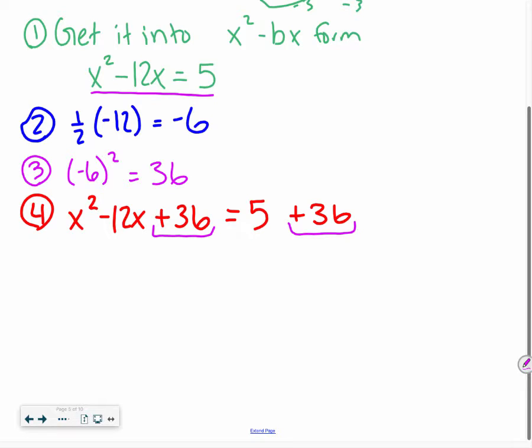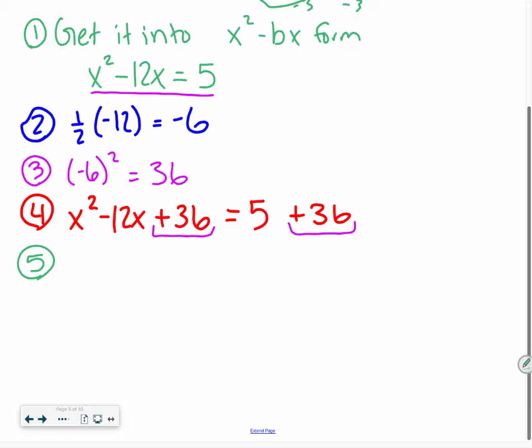If I add the same amount to both sides, it's an okay thing to do in the world of math, okay? You're changing it by the same amount on both sides, okay? So I add 36 to both sides, not just one side, but both sides. A lot of you are going to forget to add it to both sides. So I'm going to keep repeating that a few times. Add to both sides, add to both sides, add to both sides, okay?